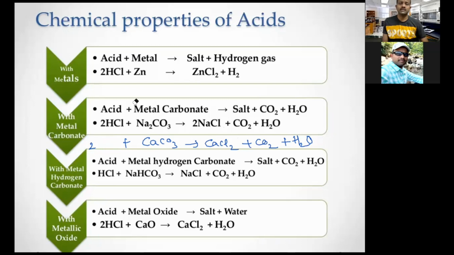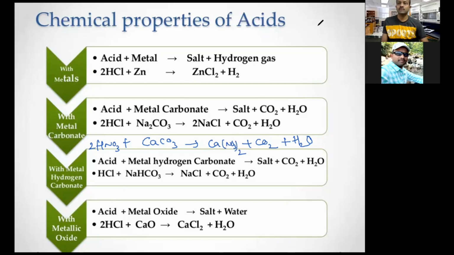When you take nitric acid, what will it give? In the place of HCl, I am replacing HNO3. When this HNO3 reacts with calcium carbonate, what is the salt you will get here? You will get calcium nitrate, Ca(NO3) taken twice.